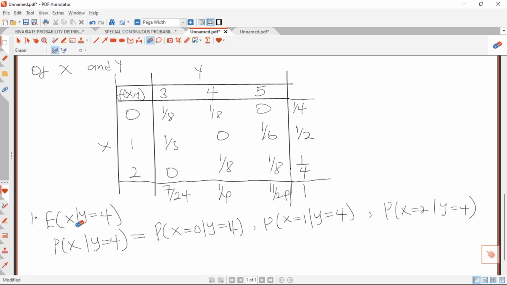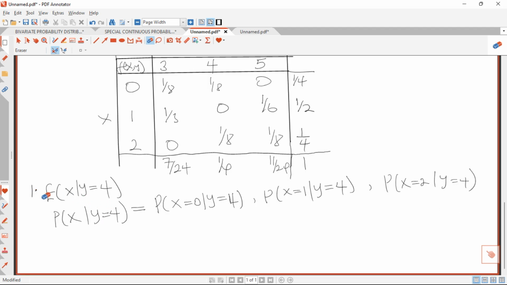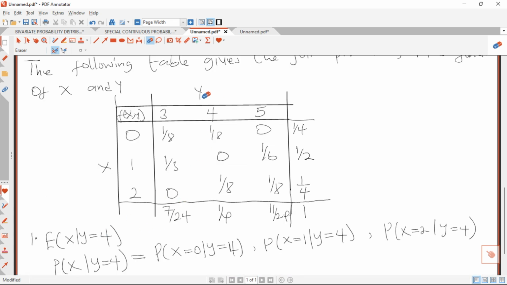X given y is equal to 4. Okay, yes. So for us to get the expectation, first you have to calculate the conditional probability of X given y is equal to 4. And it will give us 3 possibilities. Here our y is fixed, and y is equal to 4. So to get y is equal to 4, we are going to add everything we have here. So 1 over 8 plus 0 plus 1 over 8 to get 1 over 4.